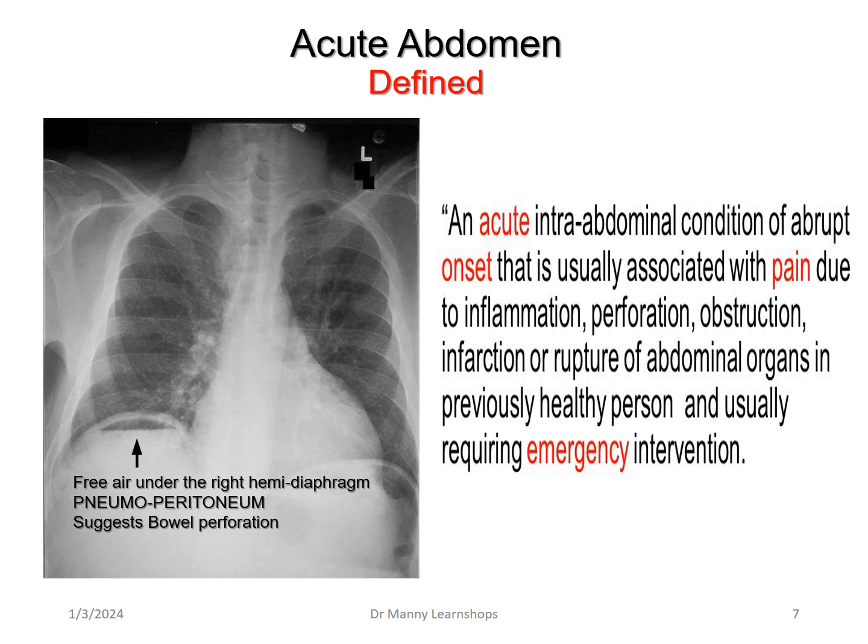When you come to acute abdomen, it's essentially defined as a condition of sudden, abrupt onset that's usually associated with pain due to inflammation, perforation, obstruction, death of tissue, infarction, or rupture of abdominal organs in someone who's been previously healthy, and usually it requires emergency interventions. In the diagram that you're looking at in the chest X-ray, you can see that there is air under the right hemidiaphragm. This is called a pneumoperitoneum, and it suggests that you've got air escaping out of the bowel.